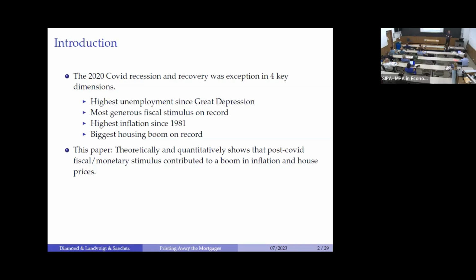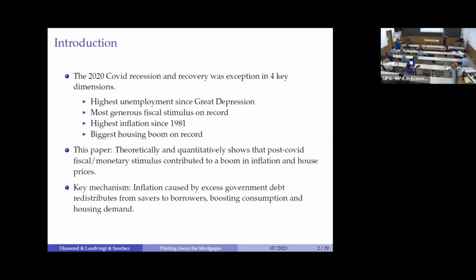And then all these sort of extreme and interesting stylized facts of the COVID recession seem to be replicated in the model. And the key mechanism is that inflation is caused by what we're calling excess government debt, meaning that if the government borrows and does not raise the present value of future tax revenue to match that in current interest rates. And whenever this happens, there's going to be a surge in inflation which redistributes between savers and borrowers.